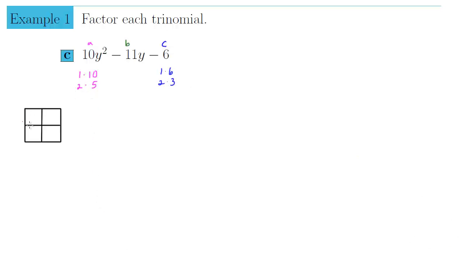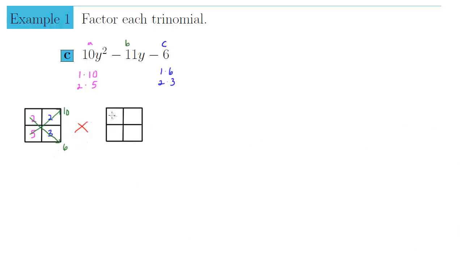Let's start with 2 and 5 in the first column, and maybe 2 and 3 in the second. We check it out. 2 times 3 is 6. 5 times 2 is 10. Is there any way that you can combine 10 and 6 to get 11? Right, just focus on the positive part now. 10 plus 6 is 16. 10 minus 6 is 4. This is not going to work. So we move on to another box.